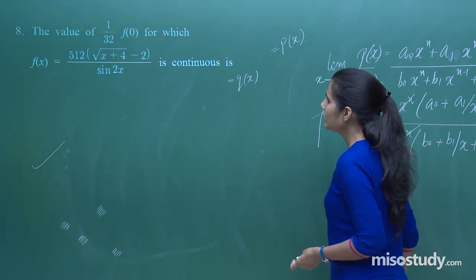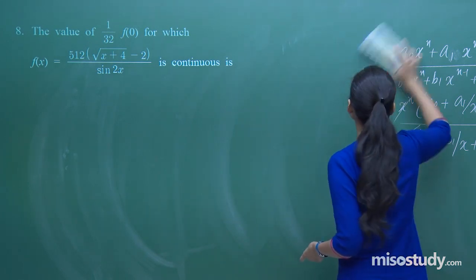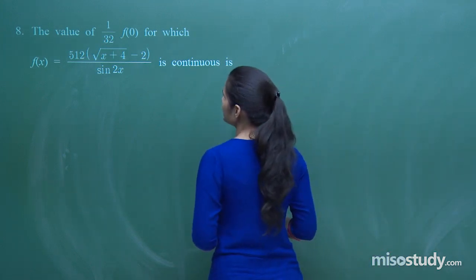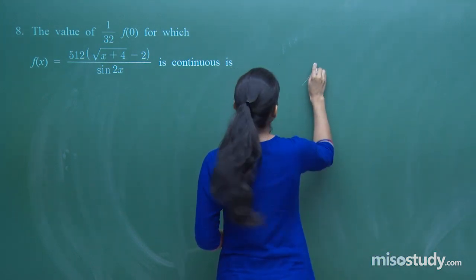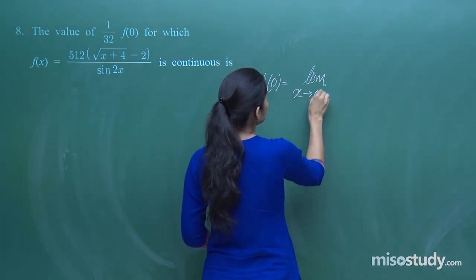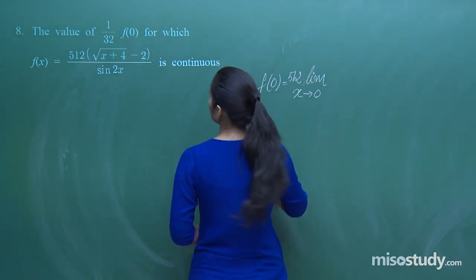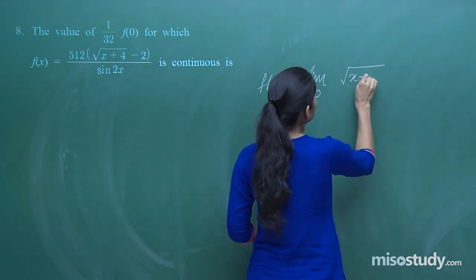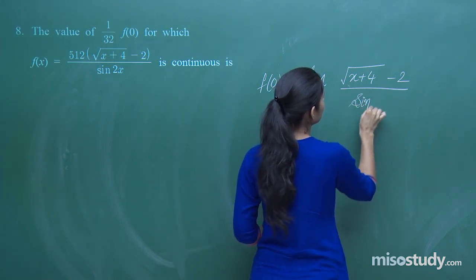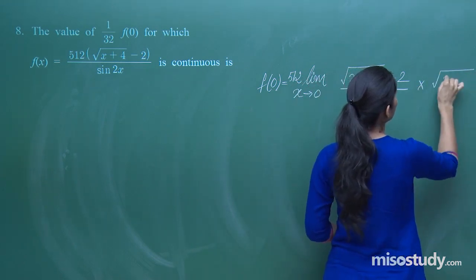We have the value of 1 by 32 times f(0) for which f(x) is continuous, what is it? Let's see. Here I am saying f(0) will be the limit, this is f(0)'s value we are evaluating, limit x tends to 0 f(x). f(x) is 512, so 512 straight away will come out. You are left with under root x plus 4 minus 2 whole upon sine 2x. Fine. Here what you can do is, just to solve, you can rationalize.